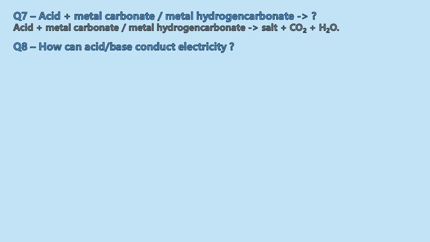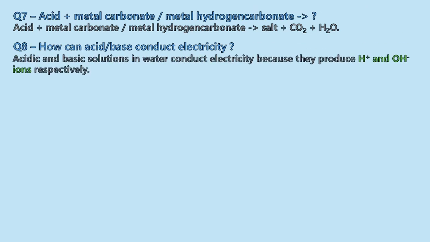How can acid or base conduct electricity? Acidic and basic solutions in water conduct electricity because they produce H+ and OH- ions respectively, and these ions enable electricity to flow through water.